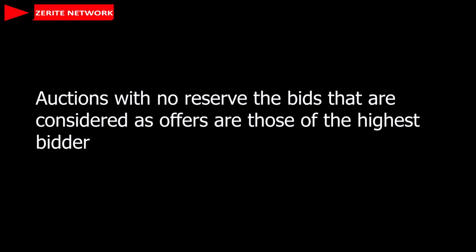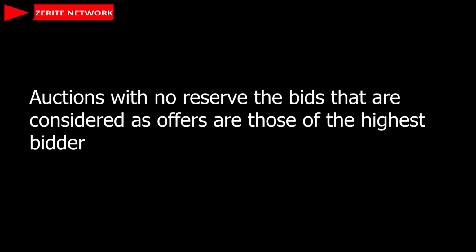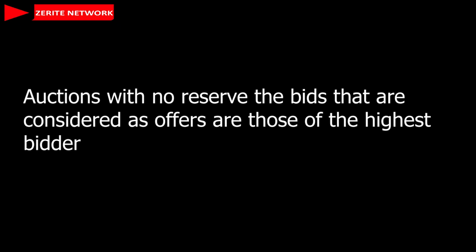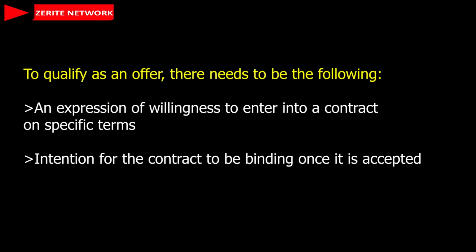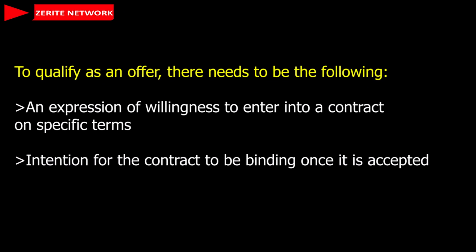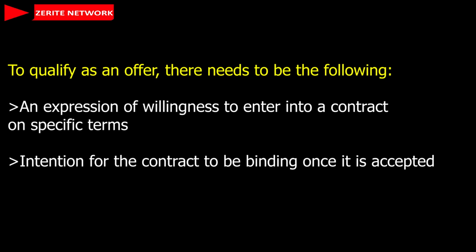In auctions with no reserve, the bids that are considered offers are those of the highest bidder. So in conclusion, this is what I want you to remember. Without a valid offer, a contract can't exist because the other elements won't even be there, because a contract will always start with an offer. To qualify as an offer, there needs to be, number one, an expression of willingness to enter into a contract on specific terms, and number two, intention for the contract to be binding once it is accepted.